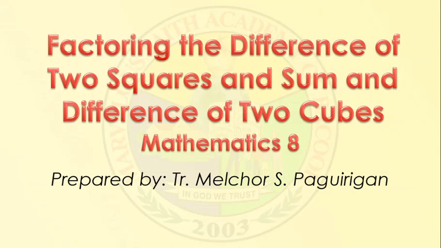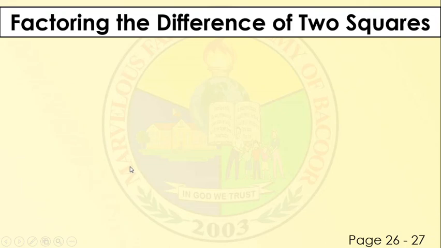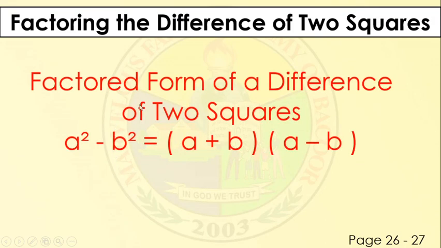Okay, so our lesson for today is all about factoring the difference of two squares and the sum and difference of two cubes. Okay, so let's have first the difference of two squares. Factoring the difference of two squares. Factored form of a difference of two squares, we have a squared minus b squared equals quantity a plus b times quantity a minus b.